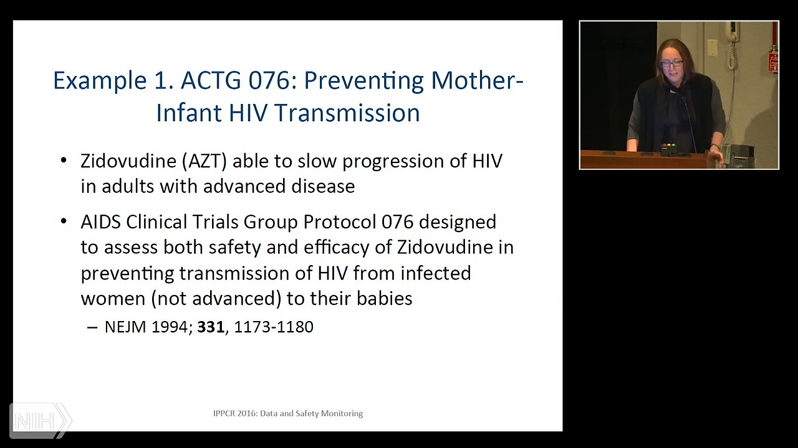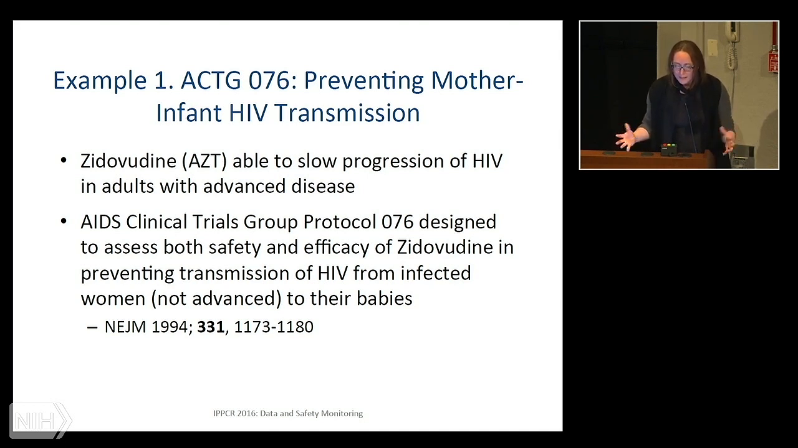So the first example, I think both of these studies that I'm going to talk about are historical, but incredibly exemplary in the sense of being the poster children for why you need a DSMB and the benefits of having a DSMB. So the first one is ACTG 076. That's the AIDS Clinical Trials Group Protocol 076. And this is from the early days of HIV. And zidovudine was just recently shown at the time to be able to slow progression of HIV. It was the first therapeutic breakthrough and the first treatment approved by the US government to treat HIV.